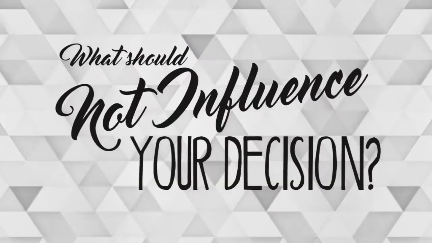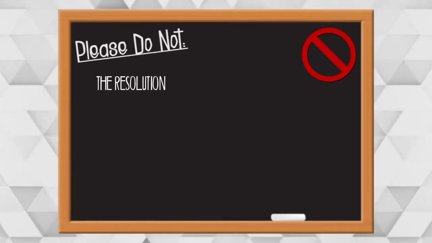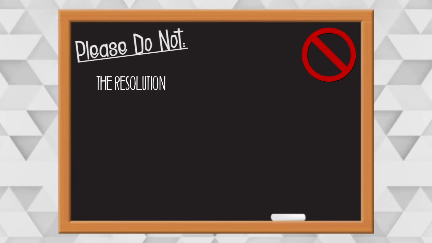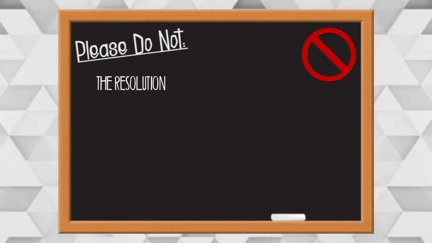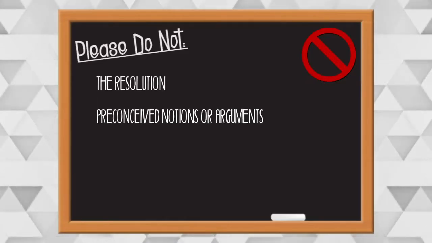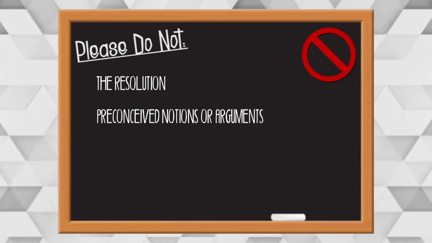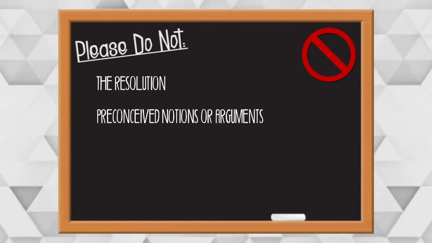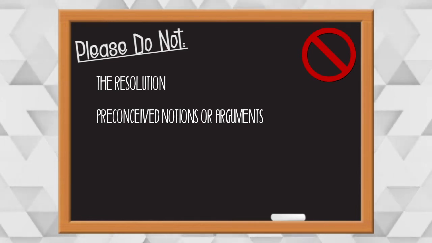What should not influence your decision? The resolution. Because debaters cannot choose which side of the resolution to advocate, you should not vote based on prejudices in favor of or against the resolution, preconceived notions or arguments. You should evaluate the round based only on the arguments that the debaters make and not on your personal opinions or on the arguments you would have made if you'd been debating.